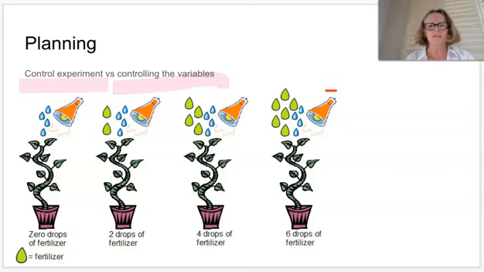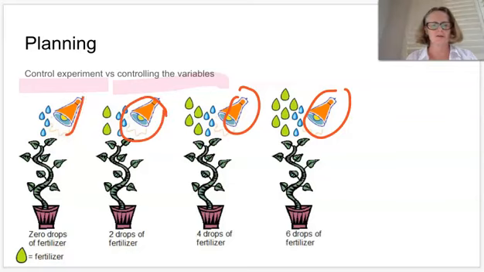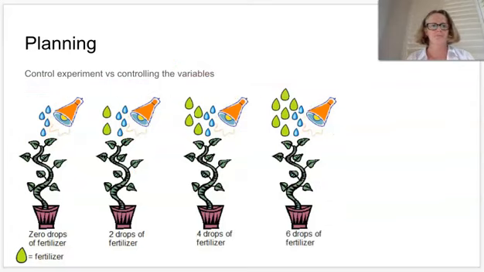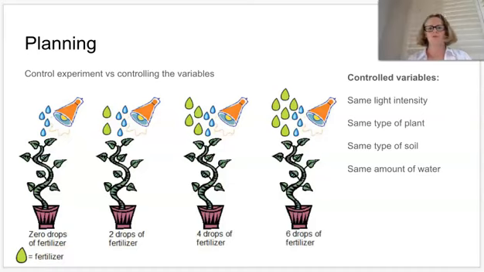So we've got the same light. We've got the light intensity on each plant is the same. We've got the same plant in each experiment. They're in a pot of soil. Presumably the soil is the same for each experiment. And they're all being given 4 drops of water. So same amount of water for each experiment. Now those are variables. So you're controlling the variables. Same light intensity, type of plant, type of soil, amount of water.